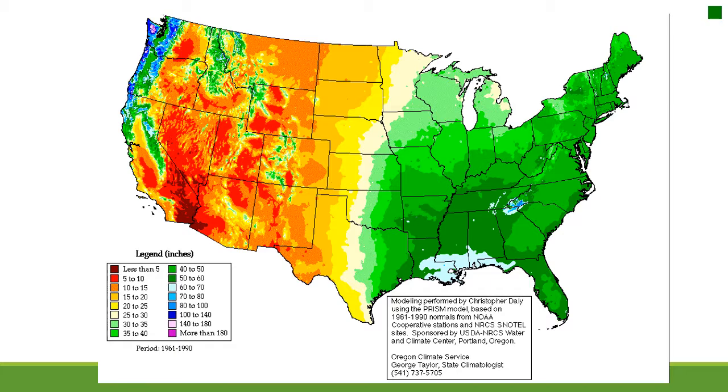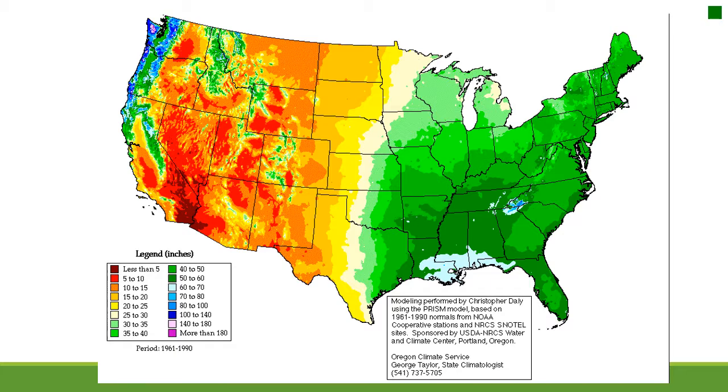In the East, we see relatively high amounts of precipitation across the entire eastern United States. In the West, we see extremely high amounts of precipitation, especially on the west side of the Cascades. As we move past the Cascades, we see very, very dry conditions, especially down into the southwest. We see extremely dry conditions. And then we run into the Rocky Mountains and we see a slight increase in precipitation, but overall the entire American West is relatively dry.